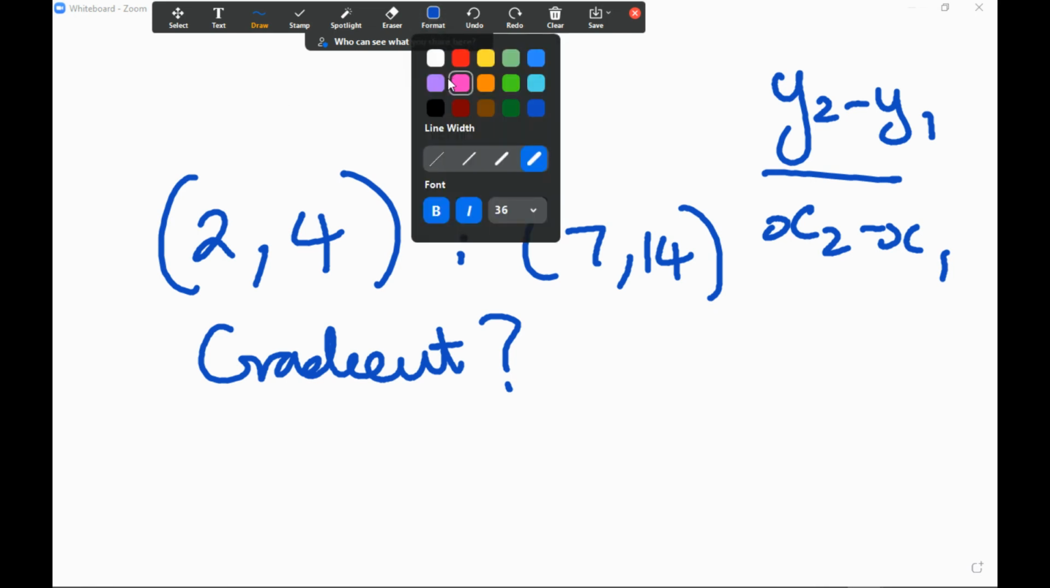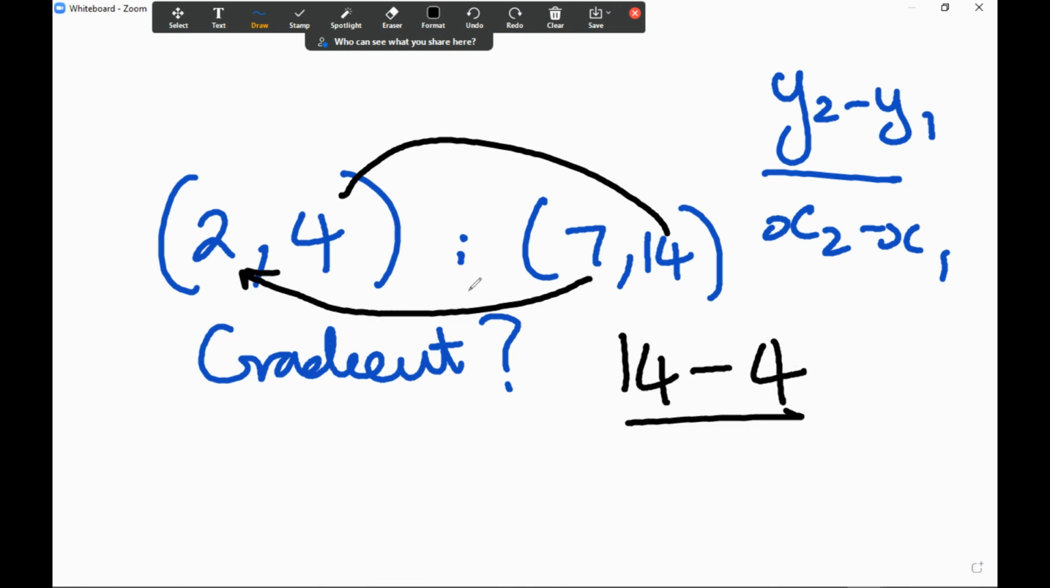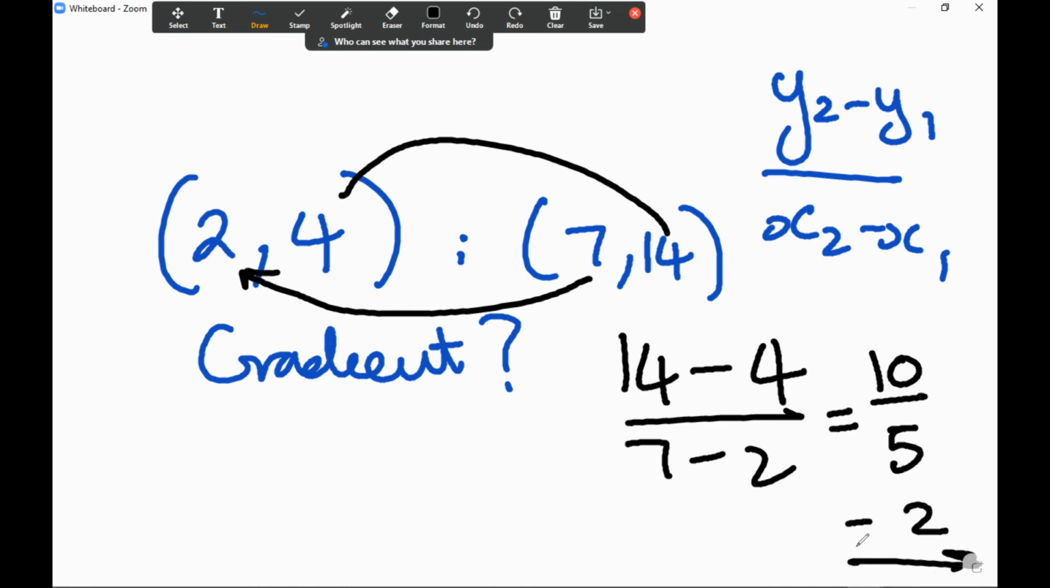Cool. I think we got an answer here. Here we go. So let's go 14 minus 4 over 7 minus 2. That's going to give you 10 over 5, which is equal to 2. So well done for those who got 2.